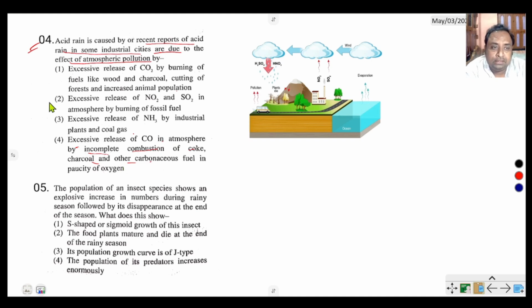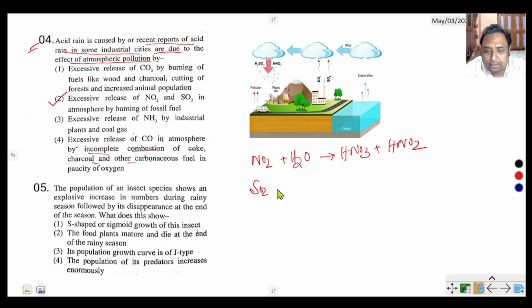The correct option is option number 2 because NO2 combines with H2O and forms HNO3 and HNO2. Sulfur dioxide combines with rainwater and forms H2SO4. This sulfuric acid and nitric acid are responsible for acid rain. So the correct option is excessive release of NO2 and SO2 in atmosphere by burning of fossil fuels.